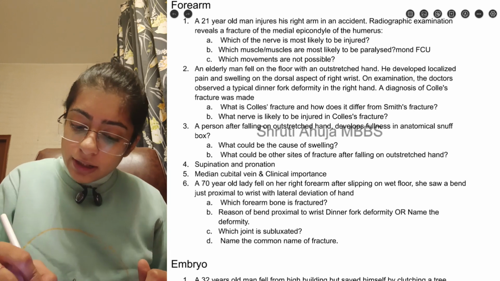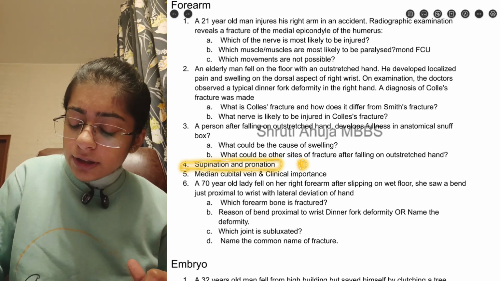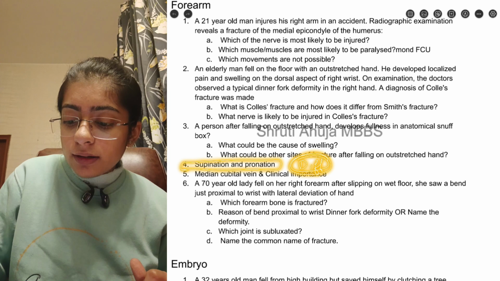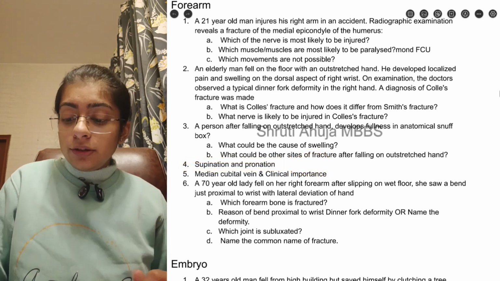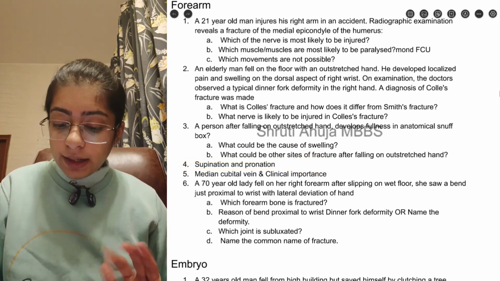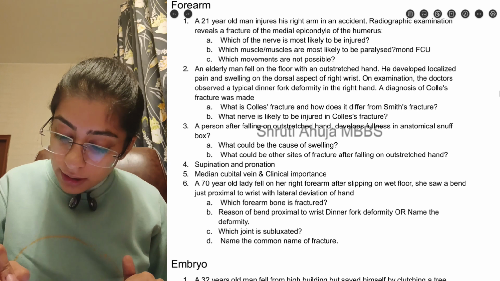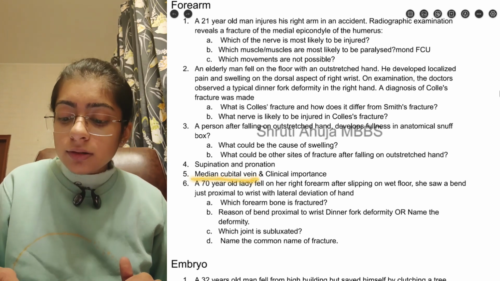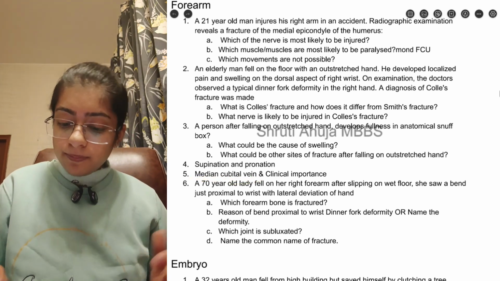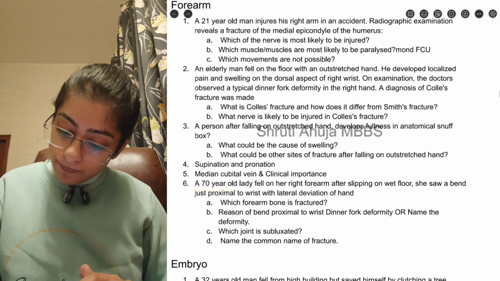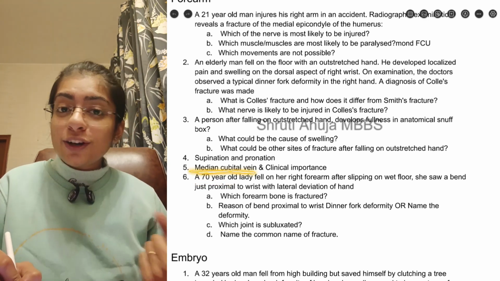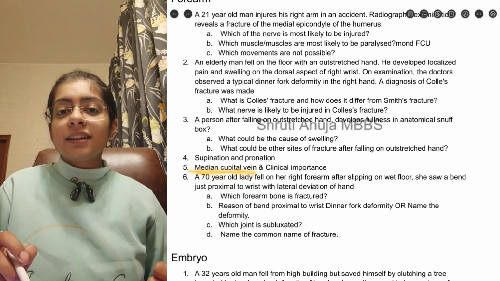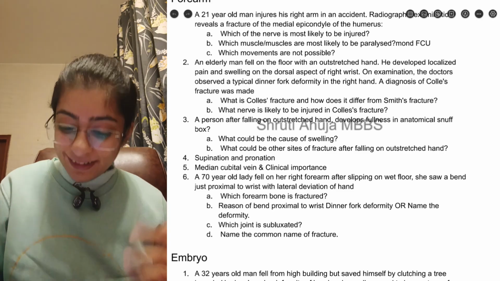So supination and pronation, difference questions can come from it, right? So this is a very important question. You need to make a note and prepare it as well. Supination and pronation, median cubital vein, so clinical importance, right?